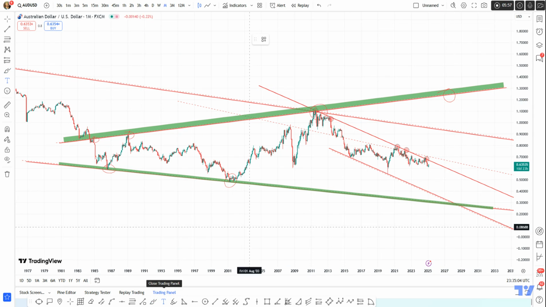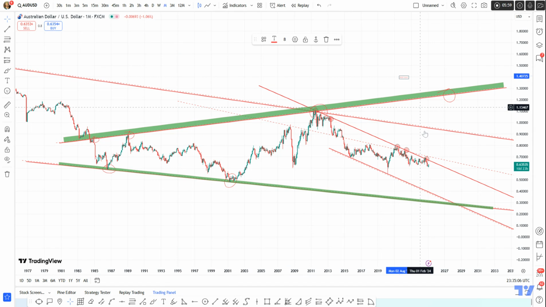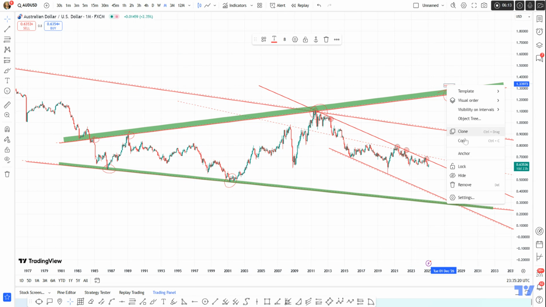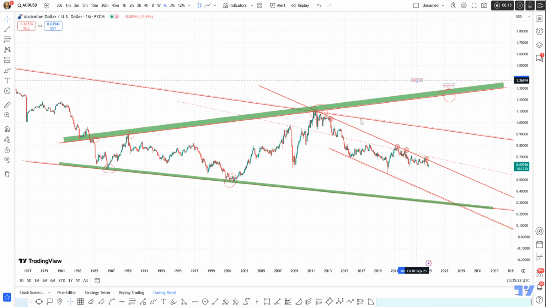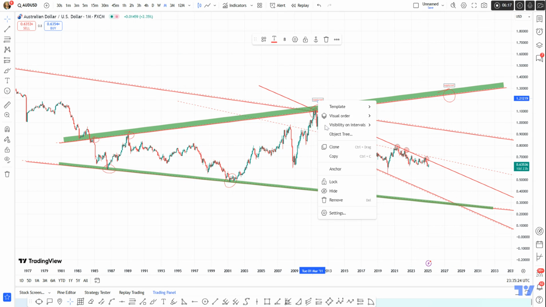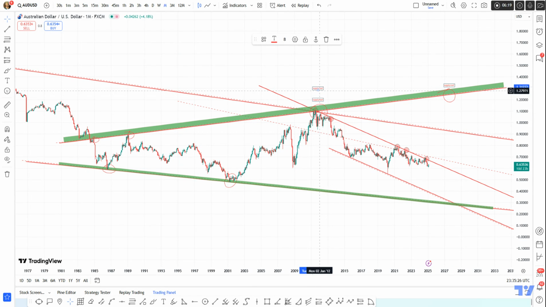Some technical: I call here demand floor. My demand floor will be okay. This is a supply roof. So this is your supply roof, and here is your demand floor.